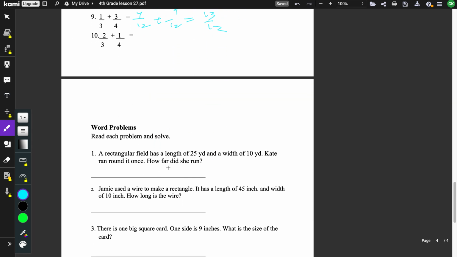Again, we've got some more area questions, it seems. A rectangular field has a length of 25 yards and a width of 10 yards. Kate ran around it once. How far did she run? Okay, this is actually a perimeter. Imagine 25 and 10, and she ran around it. So we're counting the perimeter: 25 plus 25 is 50, 10 plus 10 is 20, and 20 plus 50 is 70. So 70 yards is the answer.